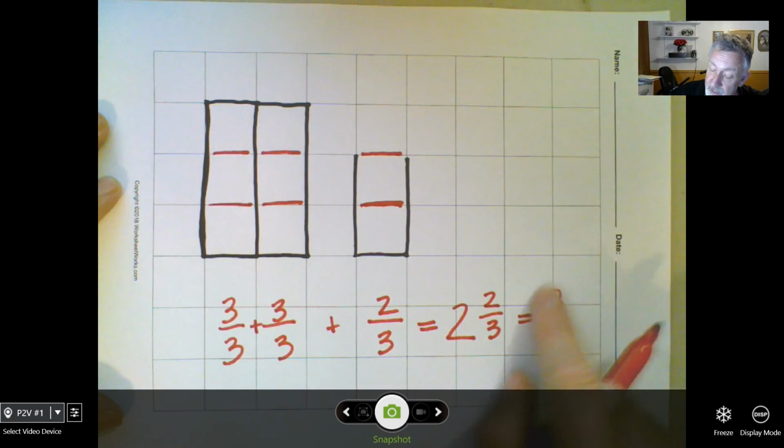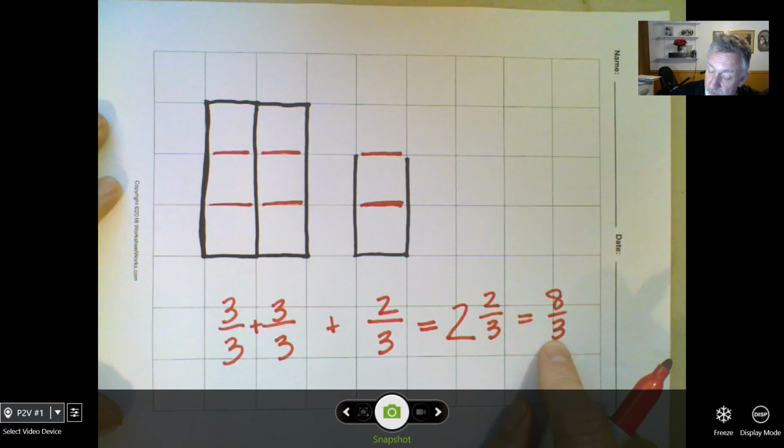If I'm given the improper fraction, and I want to know the mixed number, 8 divided by 3. Well, 3, 6 gives me 2 whole units, 6 over 3, but I have 8, so that's 2 left over, so 2 whole units and 2/3.